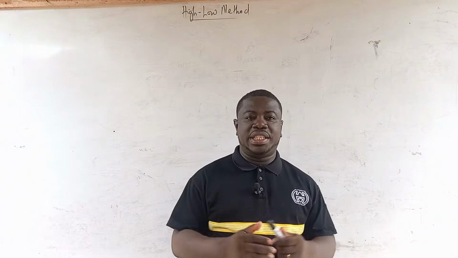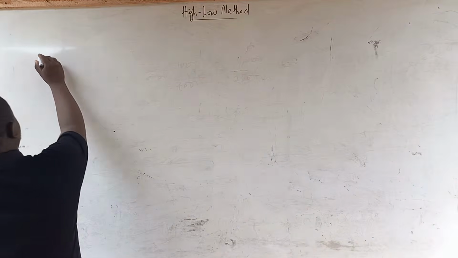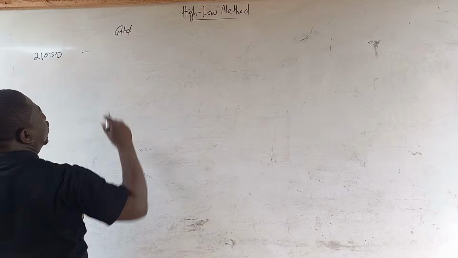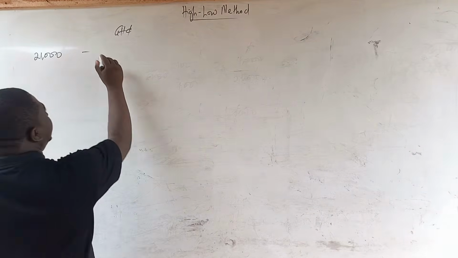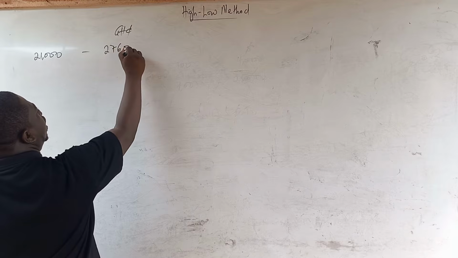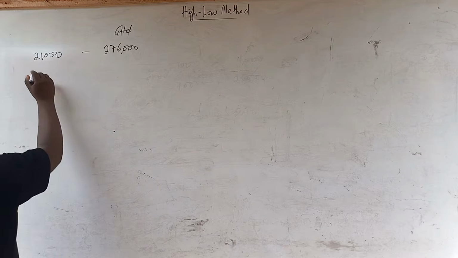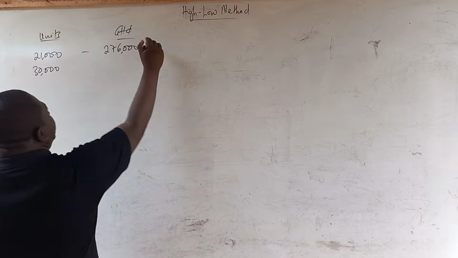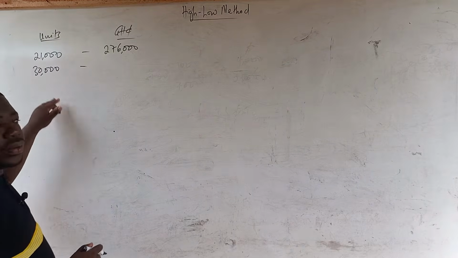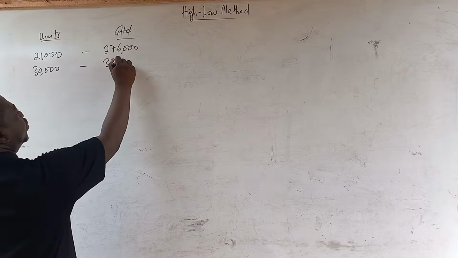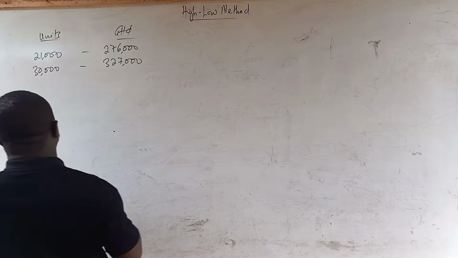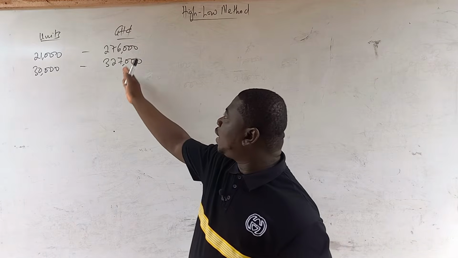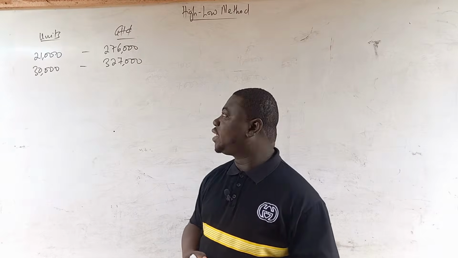Now, we are given two activity levels. The first activity level is 21,000 units, and the associated cost is 276,000 Ghana cedis. And then also we have 30,000 units. So this is in units, and that is in Ghana cedis. The cost associated with the 30,000 units is 327,000. So obviously, this is the lowest activity level and this is the highest activity level, and these are the total costs associated with the activity levels.